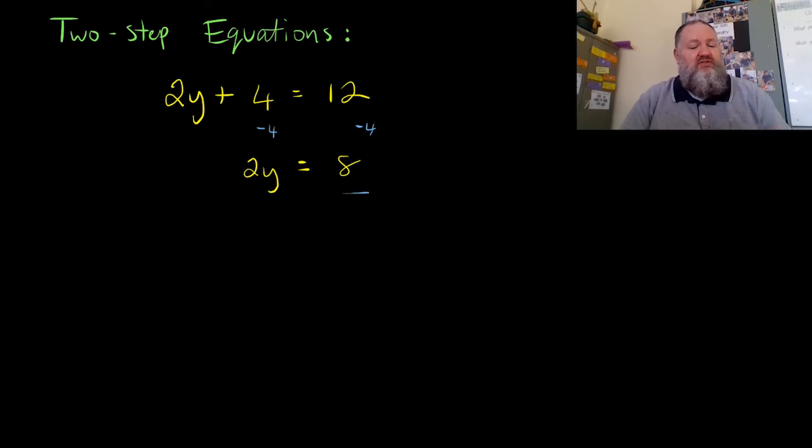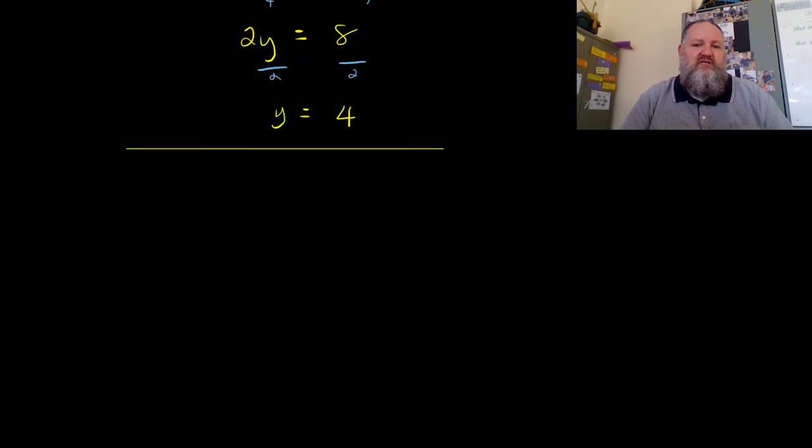Now you can't stop there. You've got to ask yourself, is it by itself? It's not. What's happening to it? It's being multiplied by 2. So we do the reciprocal. We have to divide by 2 on both sides, and we end up with y is equal to 4. Okay, easy enough. There's just more steps involved. Let's have a look at another one.